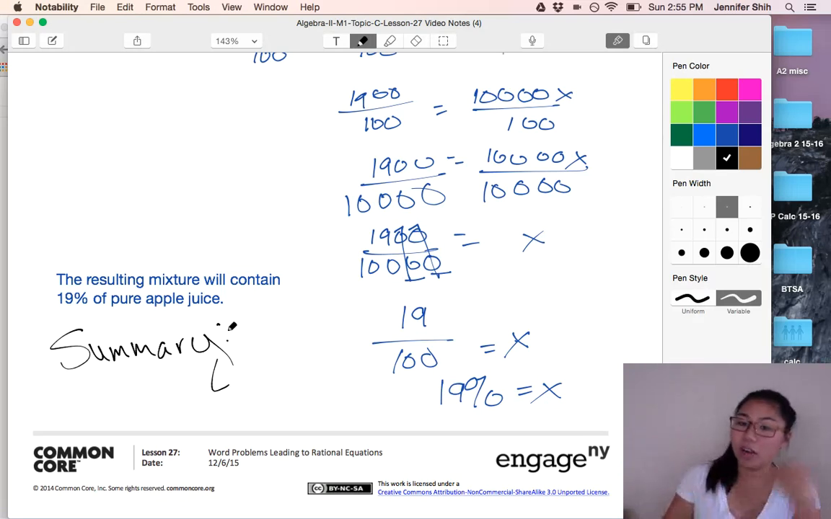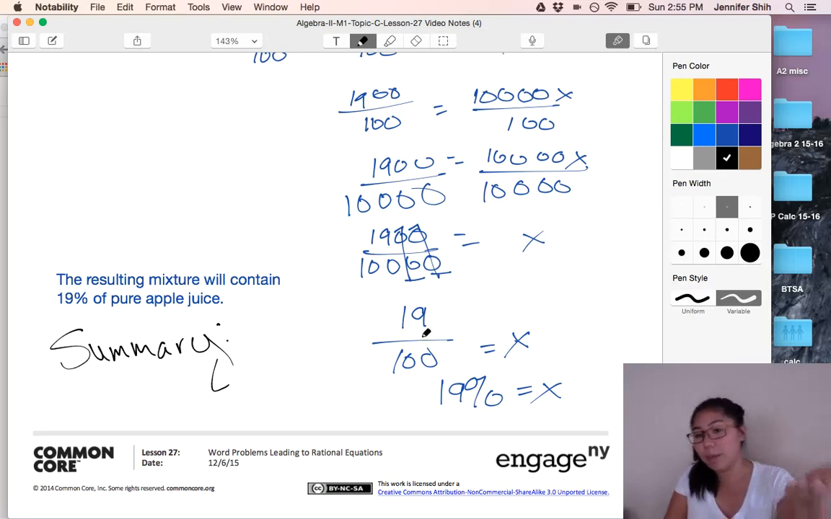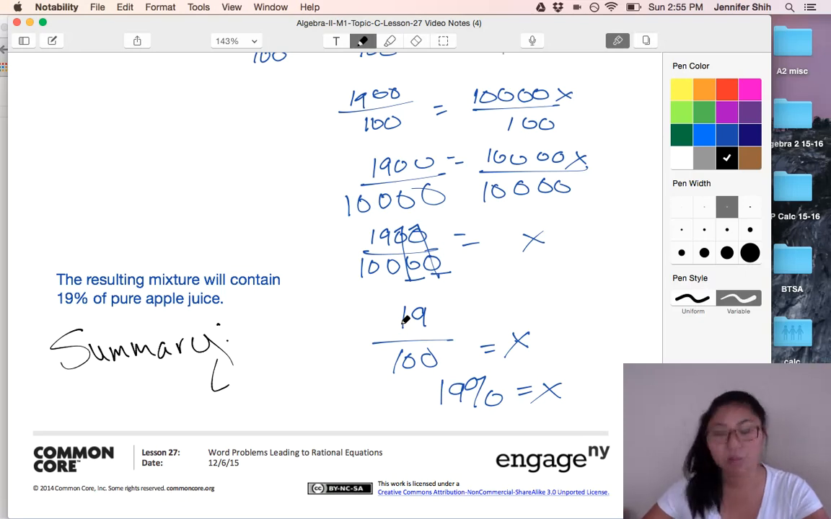After I solve for X, I need to write a sentence. Or I need to remember that if I'm looking for a percent, I need to find a denominator of 100. Those types of annotations should be included in your notes, and we will check them the following day.